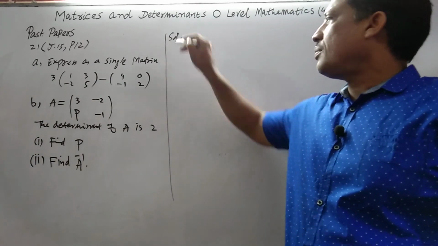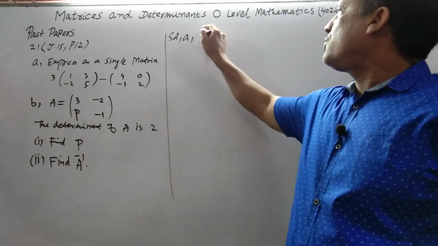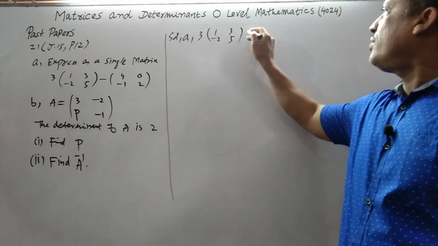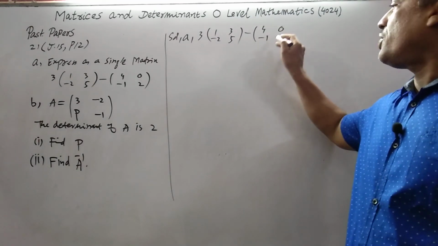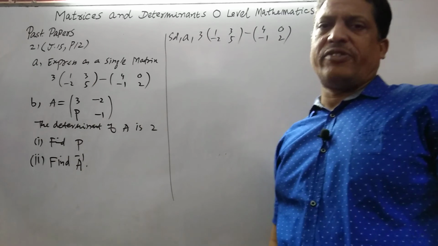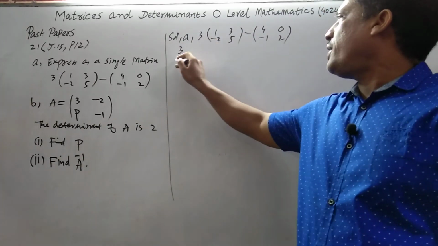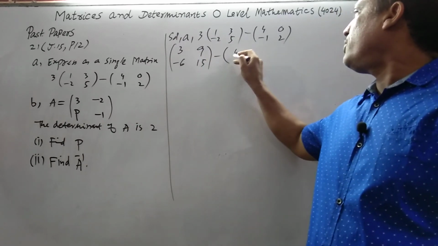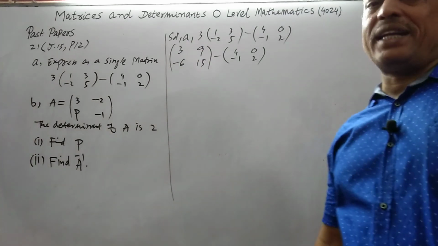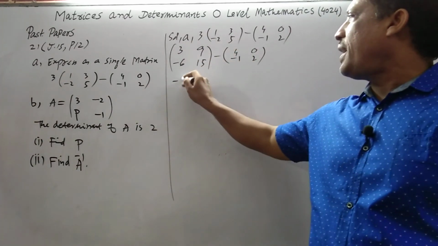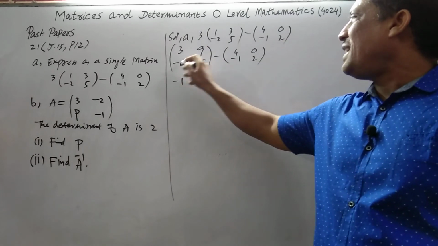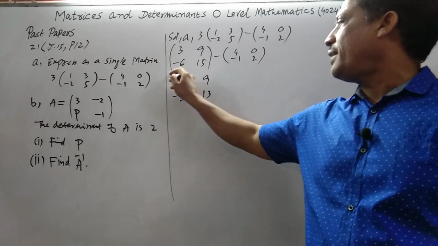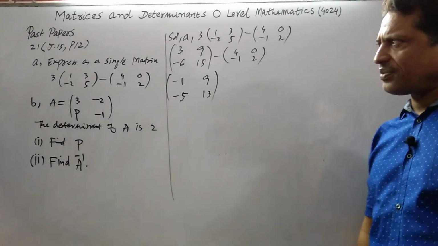Solution. Part A. So 3 into 1, minus 2, 3, 5, minus 4, minus 1, 0, 2. First multiply this 3 by the matrix. 3 ones are 3, 3 into minus 2 is minus 6, 3 threes are 9, 3 fives are 15, minus 4, minus 1, 0, 2. Now subtract corresponding elements. 3 minus 4 is minus 1, 9 minus 0 is 9, minus 6 plus 1 is minus 5, and 15 minus 2 is 13. This is the answer of part A.